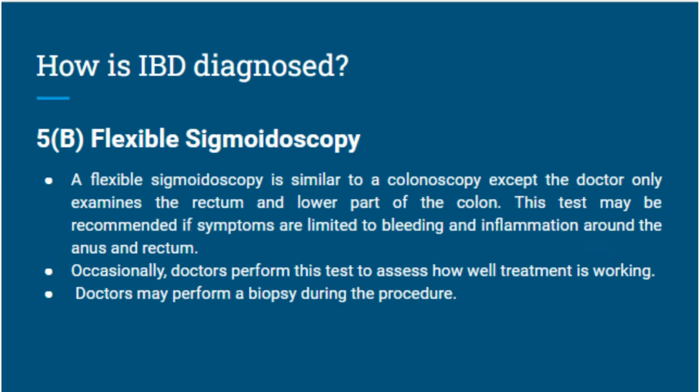5b. Flexible sigmoidoscopy. A flexible sigmoidoscopy is similar to a colonoscopy except the doctor only examines the rectum and lower part of the colon. This test may be recommended if symptoms are limited to bleeding and inflammation around the anus and rectum. Occasionally, doctors perform this test to assess how well treatment is working. Doctors may perform a biopsy during the procedure.